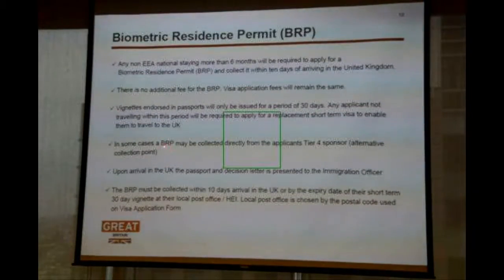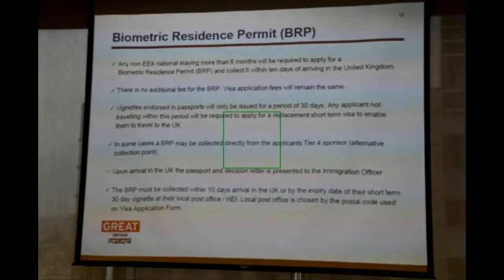There is an alternative collection point now as well, which we allow Tier 4 sponsors to act as the post office, so they will be sent the cards. You need to check with the university if they can act as an alternative collection point. If they can, you need to put that on your application so that we can send it to them when the visa's been issued. So when you get to the UK, you present your passport and the letter to the immigration officer. They will land the student in the UK, and then the student has around about 10 days to go to their local post office and collect the residence permit.